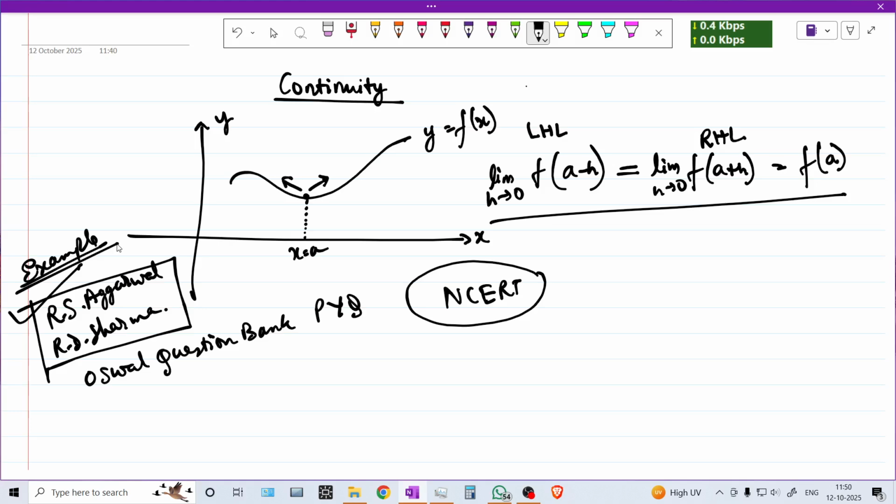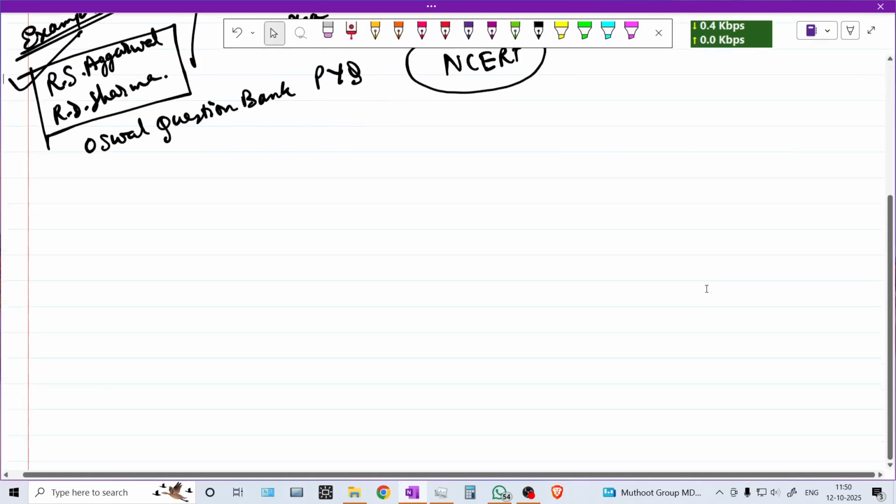NCERT is also good, but NCERT has fewer questions, and for mathematics you need ample practice, which is why I recommend R.S. Agarwal along with Oswal and the PYQ questions of the CBSE. Now see, suppose we are solving one question. Based on this continuity, let us solve one question, then you will be more clear about the topic.